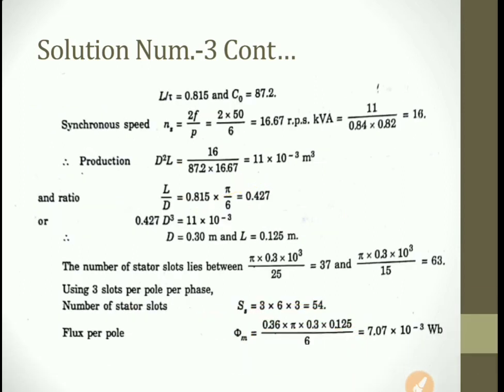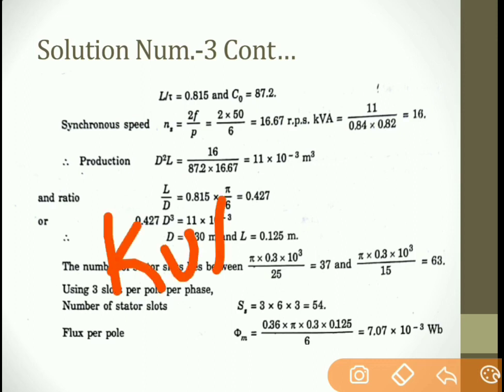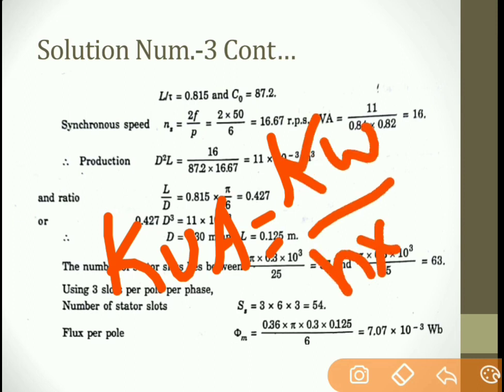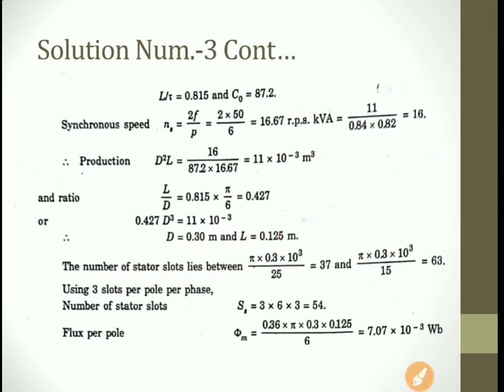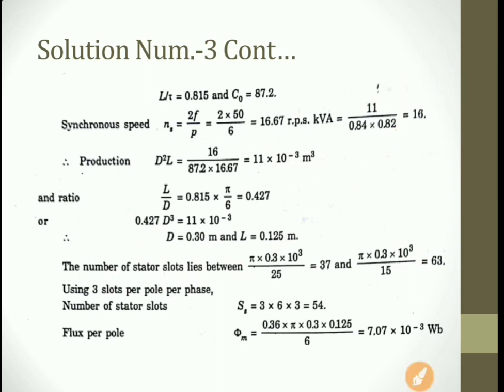So if I have calculated this value Ns, the next thing is to calculate, by using the output equation, the value of kVA. That is known to us. kVA input is equal to kW divided by efficiency into cos phi, that is the power factor. So if I put all those values, I get 11 kilowatt divided by efficiency divided by power factor, which comes to be 16 after calculating.